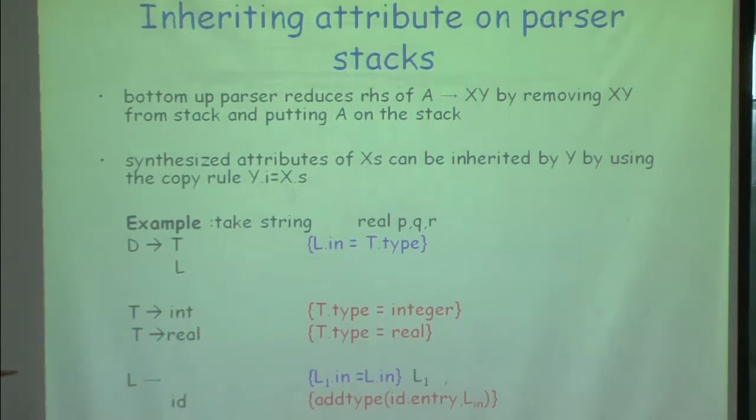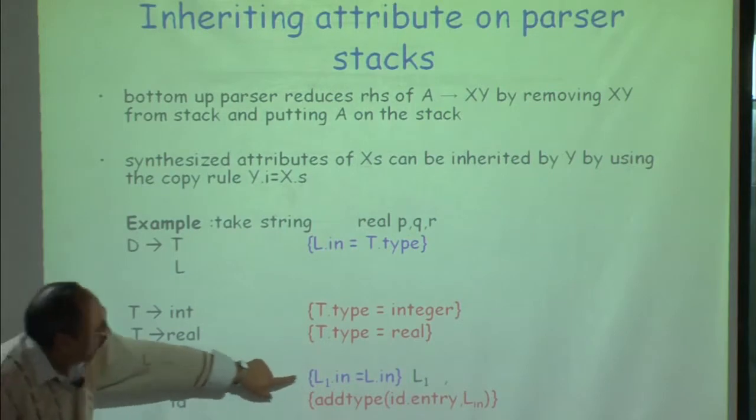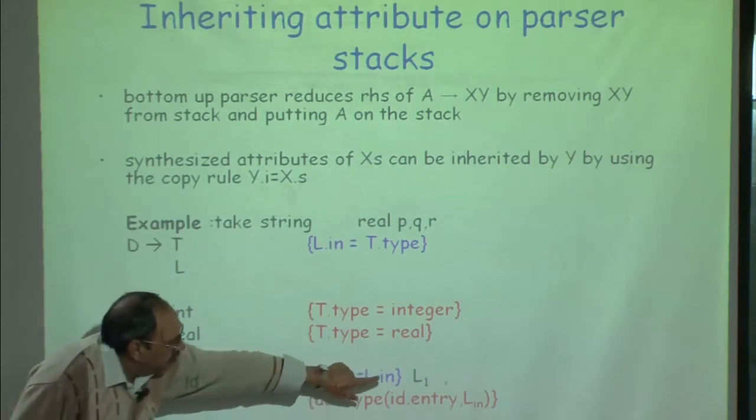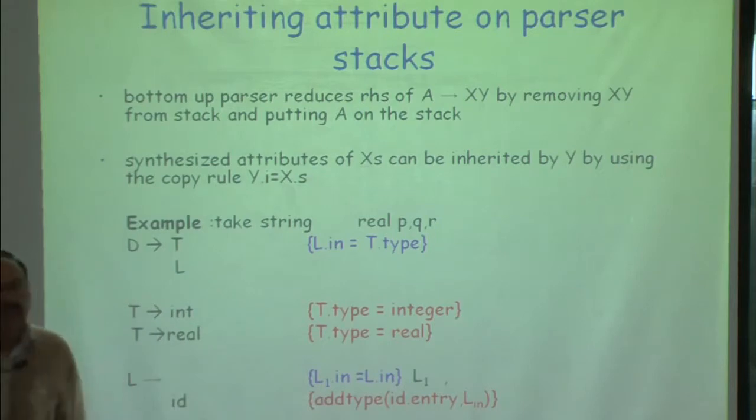Then I said L goes to L comma ID. So, I said L1 inherited is L inherited, then I have L1, and here I was making an entry in the symbol table. And when I had L going to ID, I was only making this entry in the parse table. This is the grammar I had.